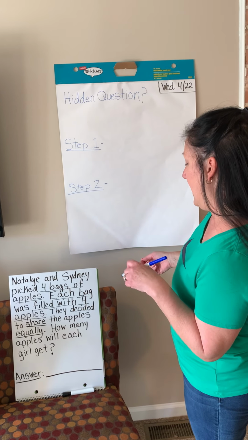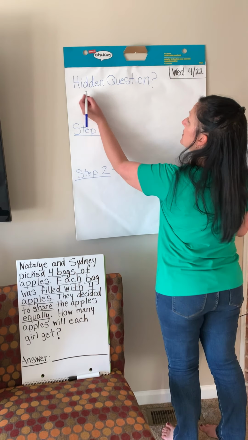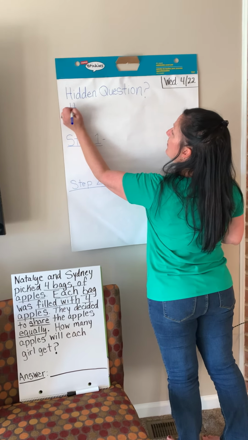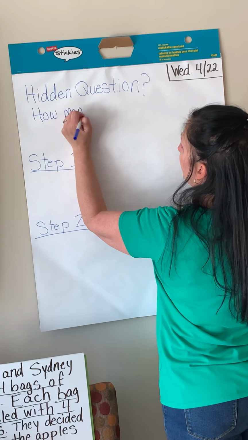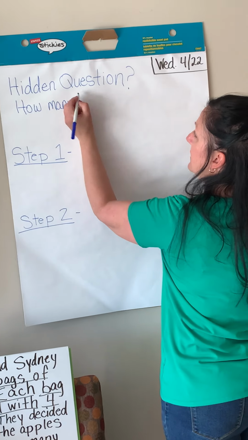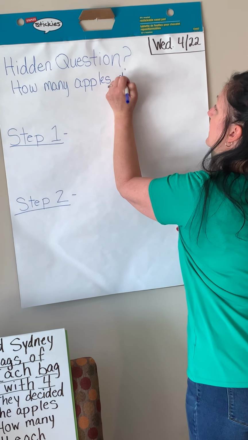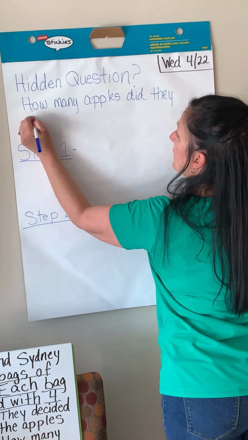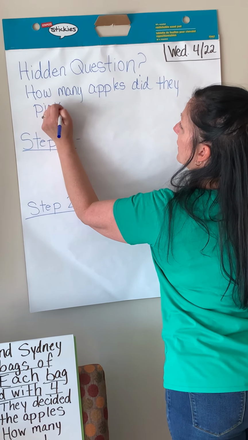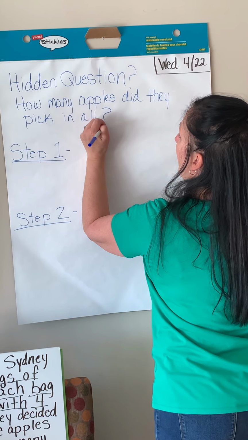Let's write our hidden question first. So we need to ask ourselves, how many apples did they pick altogether? The problem doesn't tell us that. How many apples did they pick in all?